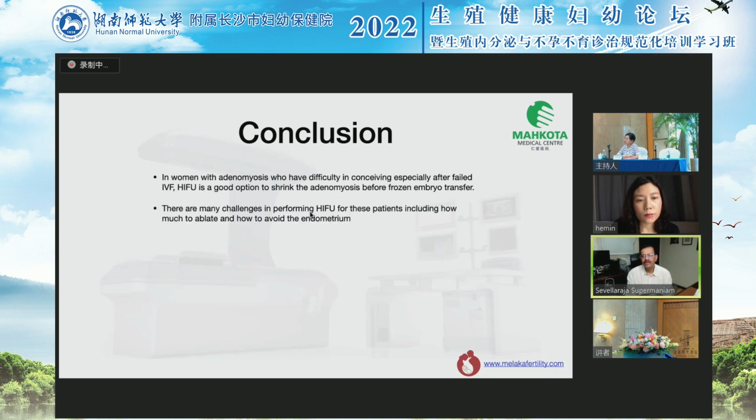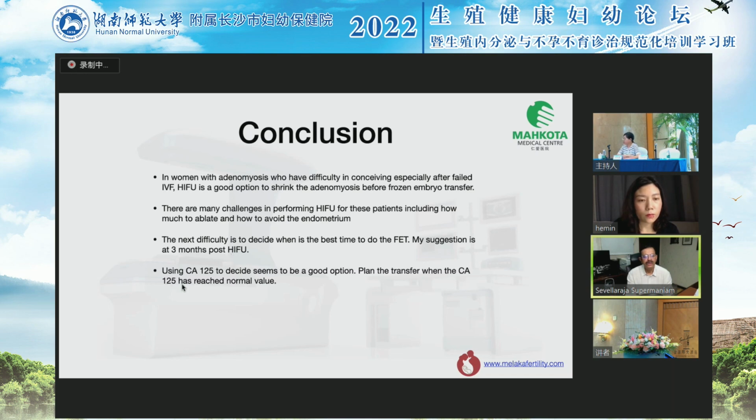There are many challenges in performing HIFU for this patient, including how much to ablate and how to avoid the endometrium. The next difficulty is to decide when is the best time to do the frozen embryo transfer. My suggestion is at 3 months post HIFU. We can also use CA125 to decide whether we can do embryo transfer or not. This is a good option. Plan to transfer when the CA125 has reached a normal value.